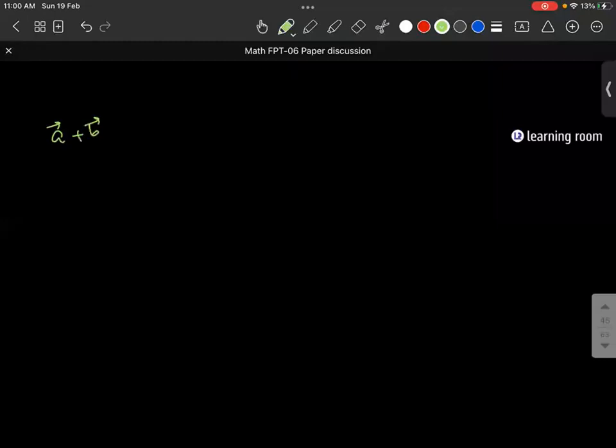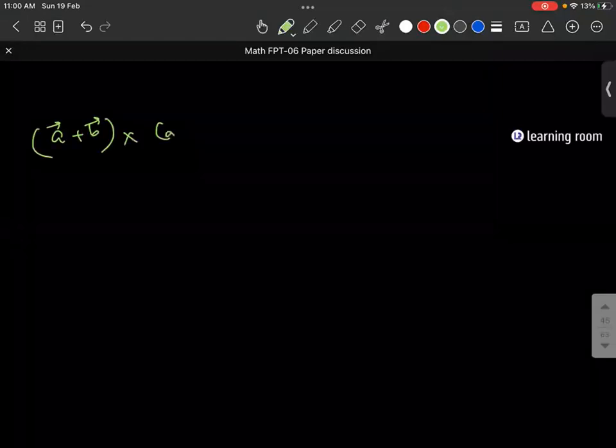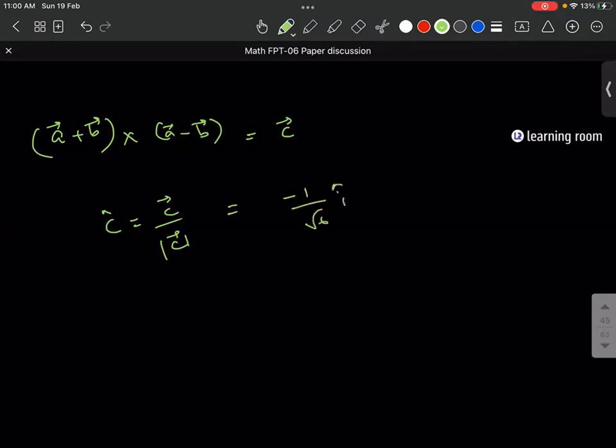A vector plus b vector cross a vector minus b vector. You do the cross product and you will get, let's say, a vector c. Then for c cap, find c vector divided by magnitude of c. So when you do that, the answer in this case will be minus 1 by root 6 i cap plus 2 by root 6 j cap minus 1 by root 6 k cap. Okay. So this will be the answer.